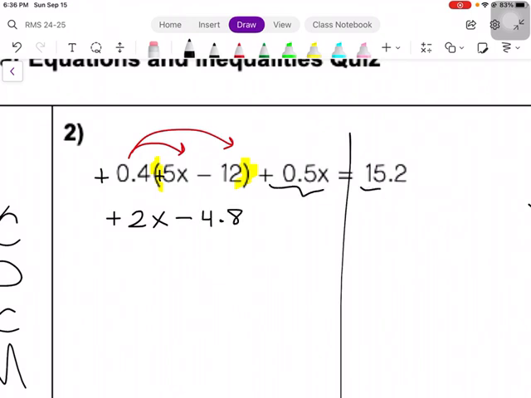Now, once you're done distributing, you're just going to bring down everything you didn't use yet. So these two terms here.